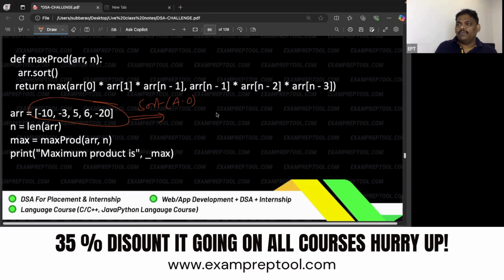Who is the first minimum? Negative numbers are the small ones. The bigger negative number is the smaller one. Minus 20, minus 10, minus 3, then 5, then 6. Total how many people? 5 people. After sorting, the last 3 people are maximum and the first 3 people are minimum.